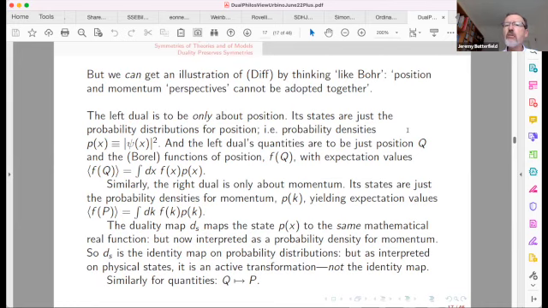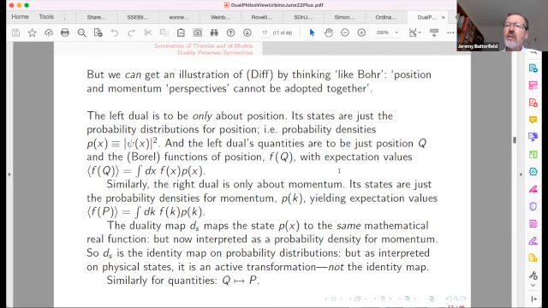The states are probability distributions for position. That is to say, the mod psi squared functions are probability densities for position. And on the left dual, the quantities are to be just position and its functions, like position squared or polynomials in position, and their expectation values are calculated in the obvious way, which you see at the end of that paragraph. On the other hand, on the right, there is, if you like, a person who thinks of the physics wholly in terms of momentum. The states are just probability densities for momentum, and the expectation values of functions of momentum are given in the corresponding integral.